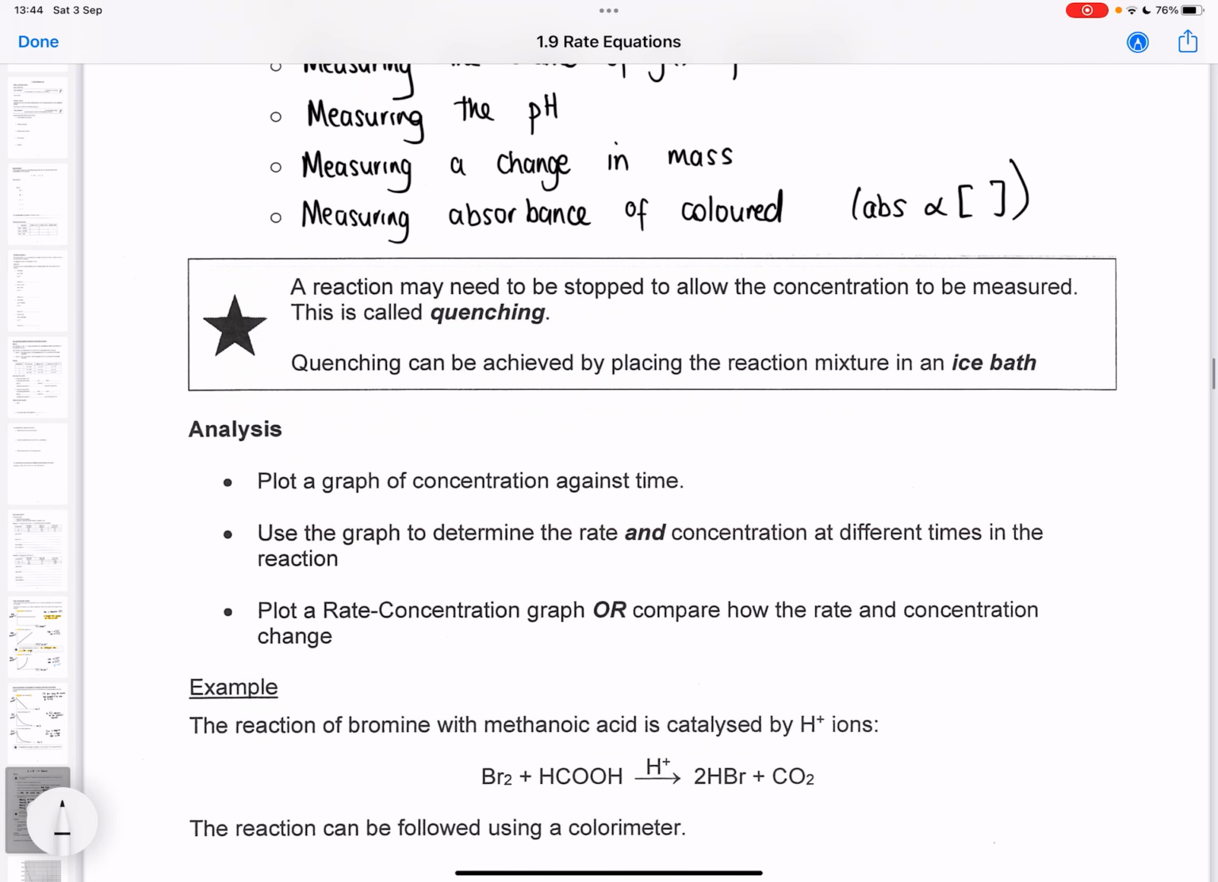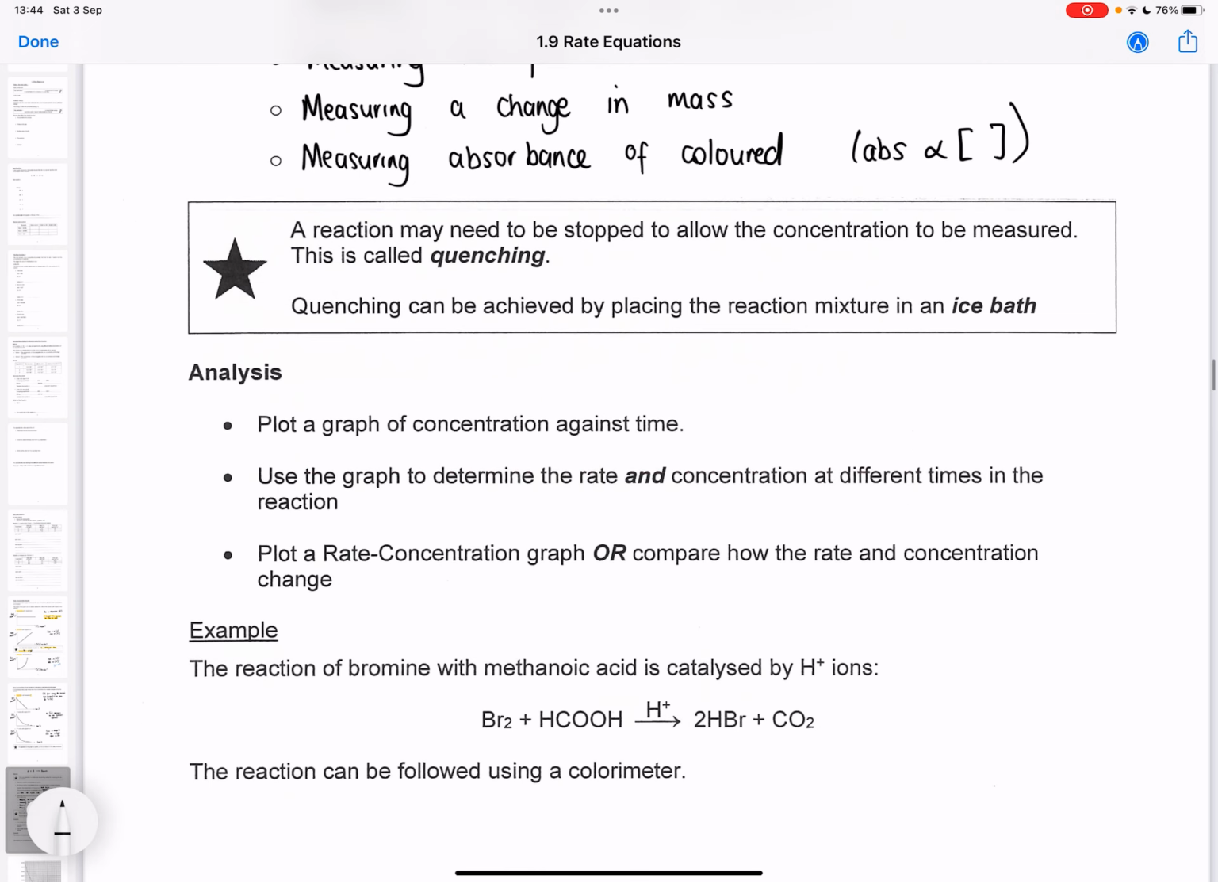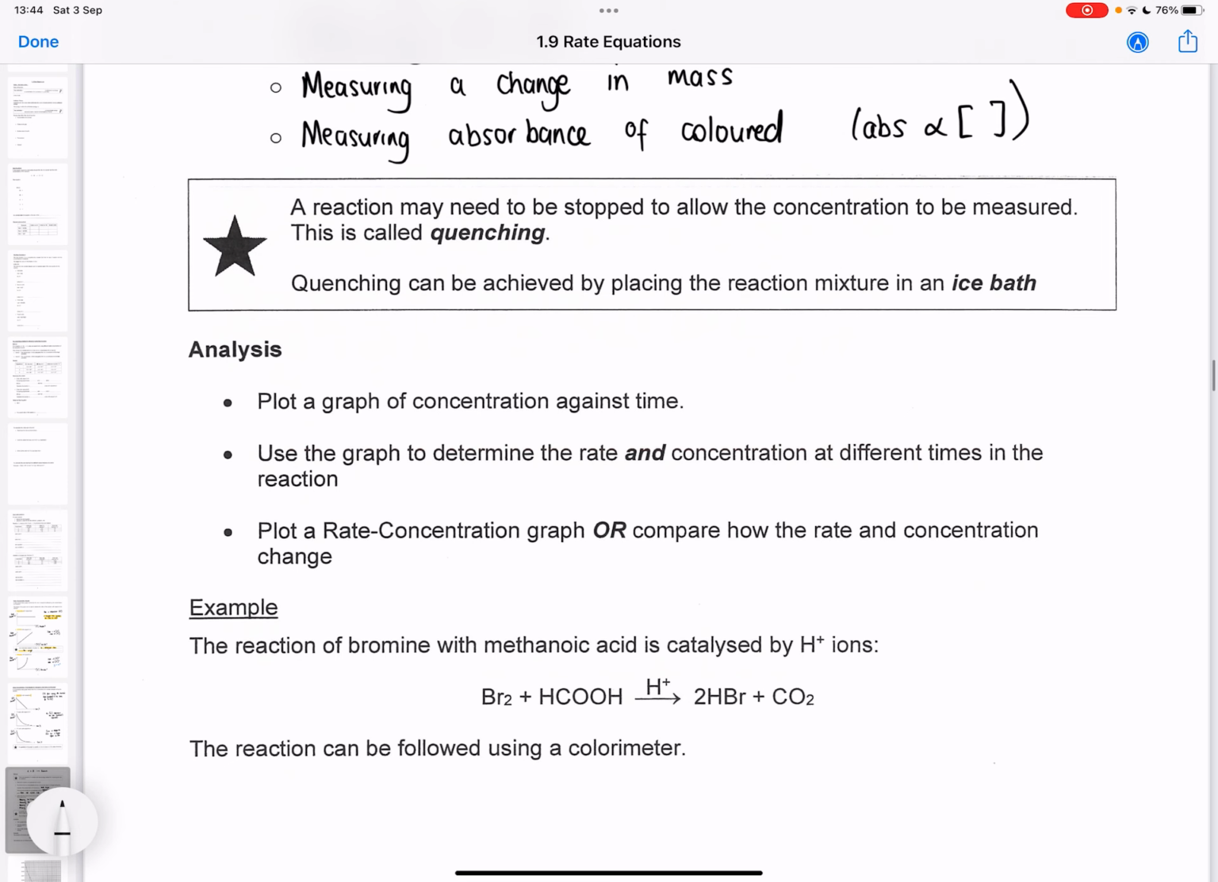Once you've done that and you've got lots of concentration readings at lots of different times, you can plot a graph of concentration against time and use the graph to determine rate. So remembering that rate is going to be the gradient at that particular time. You can find the concentration at that time by reading the y-axis at that time and the x-axis values.